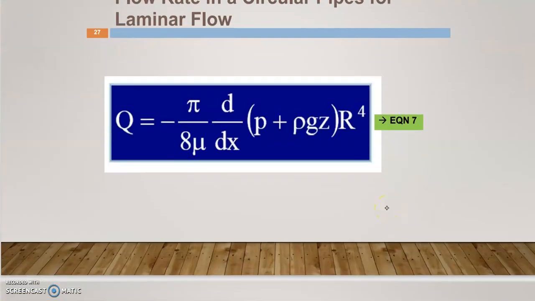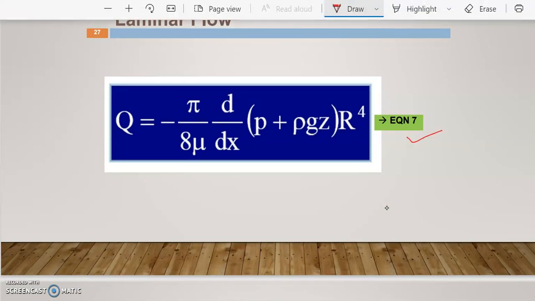Now we simplify the equation and it becomes equation 7. Q equals negative pi over 8 mu times d over dx of the pressure p plus rho gz in the bracket, times the radius to the power of 4.